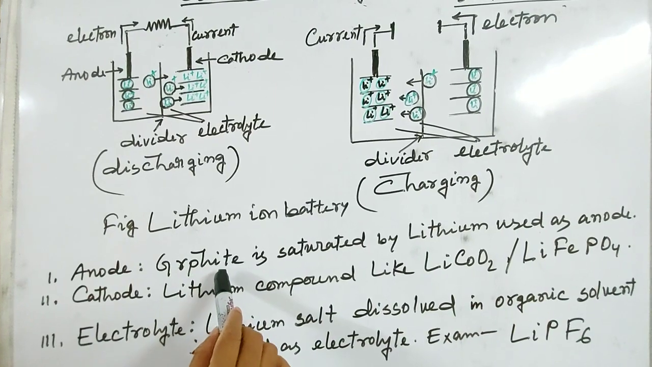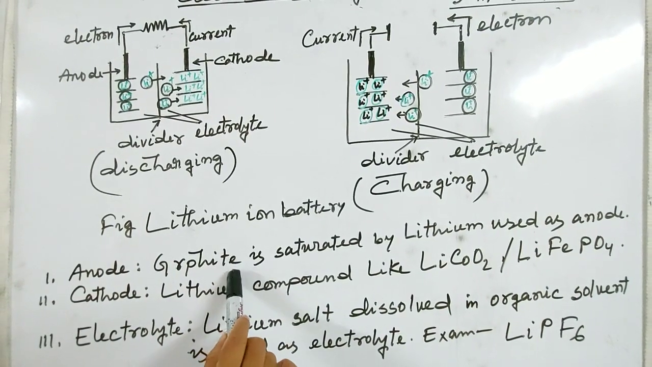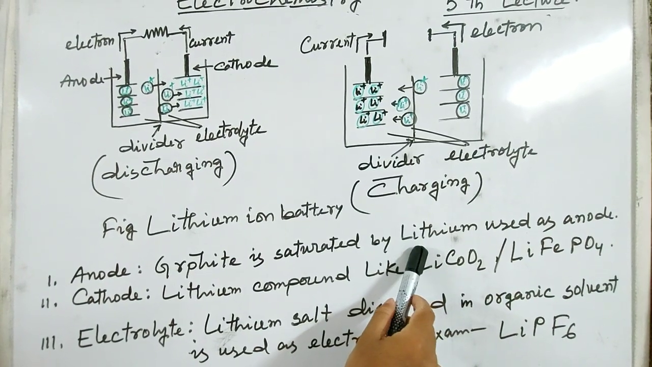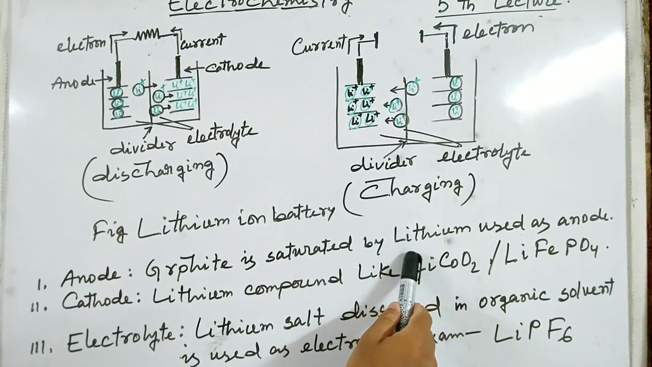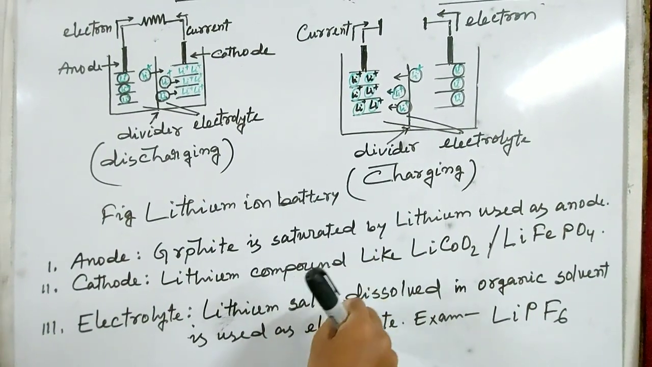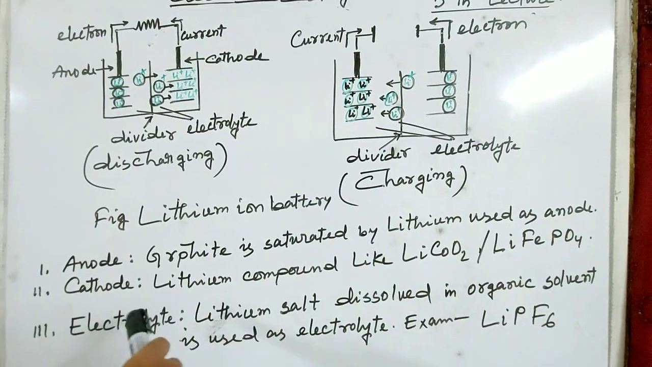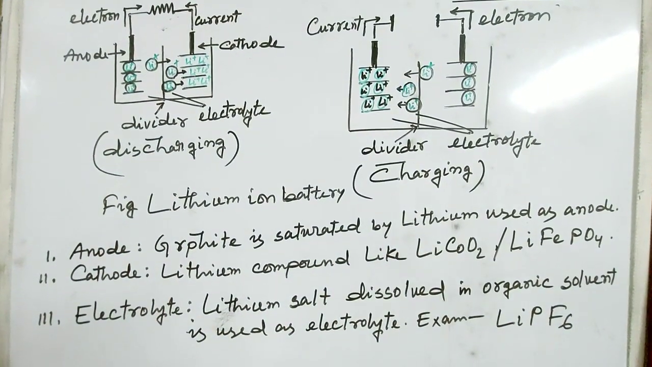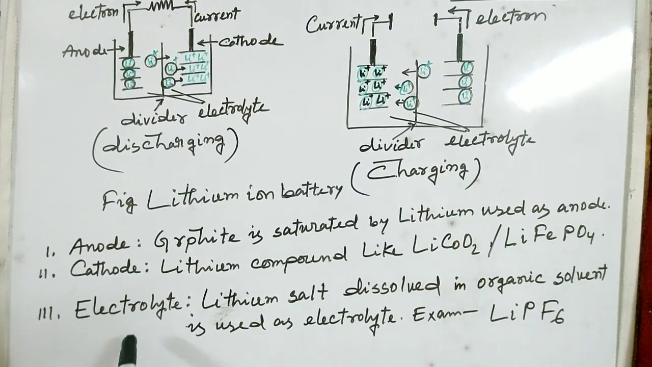My dear students, I have written here graphite is saturated by lithium. Actually here lithium is not bonded with graphite carbon, it is just given as a layer. Graphite is coated by lithium. This is one kind of coating, I think.